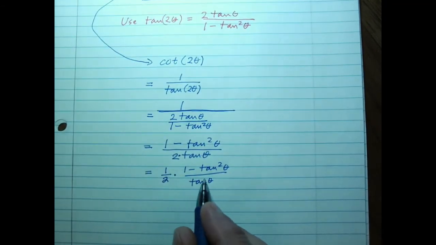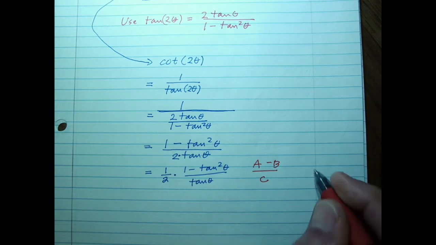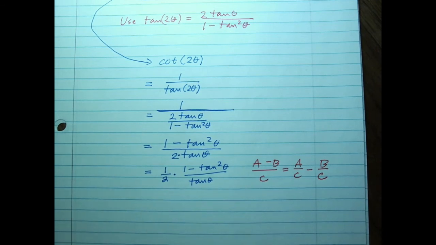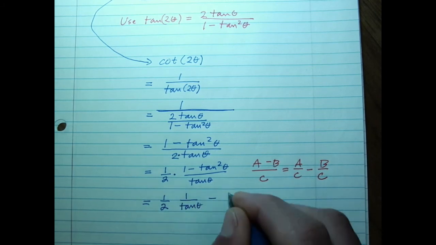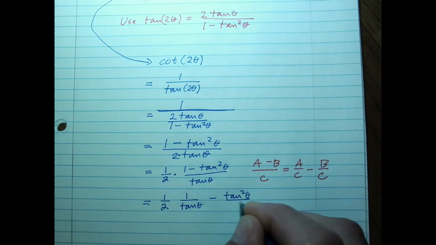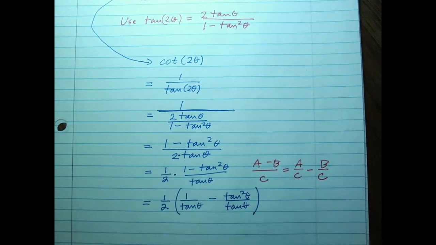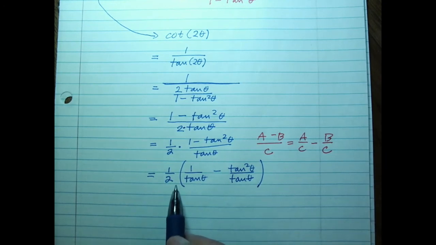What I'm going to do with this right-hand side, I'm going to take this a minus b over c form, and I'm going to take it apart as a over c minus b over c. It's a difference of 2 fractions. And so I have 1/2 times 1 over tan theta minus tan squared theta over tan theta. And I have to write that in parentheses now because it's 1/2 times that difference, those two terms. So the grouping has to be indicated here. It's 1/2 times that group.